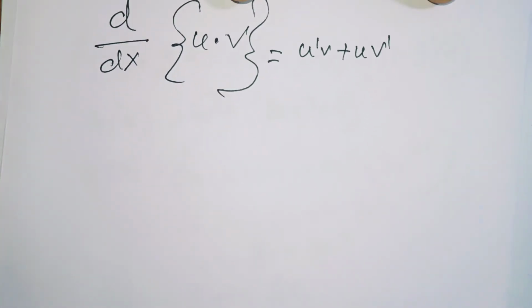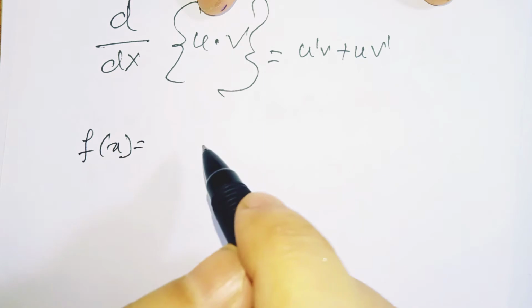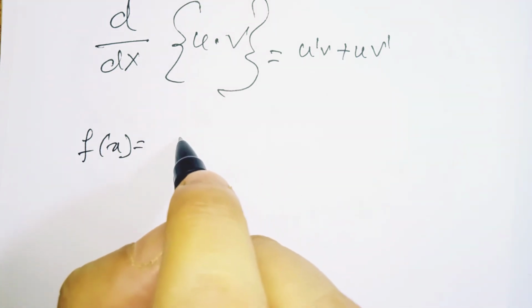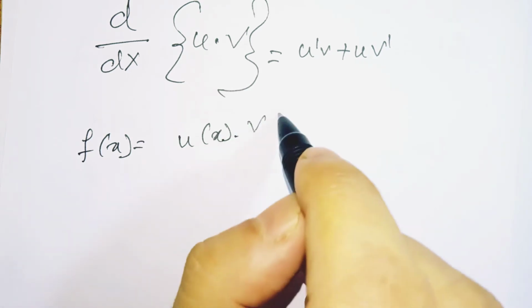So for example, if you want to solve for f of x, what you can do is just write it as, say for example, u of x dot v of x.